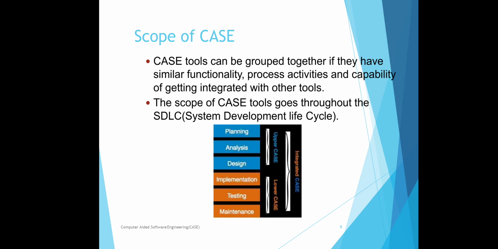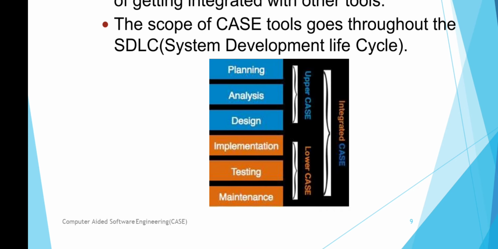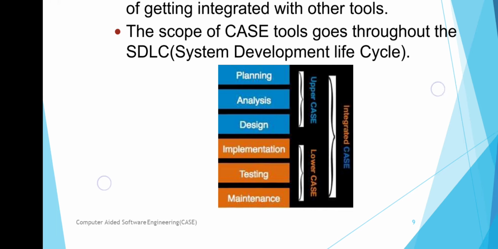Coming to the scope of CASE, CASE tools are grouped together by functionality similarities, process activities, and the capability of getting integrated with other tools. CASE tools go throughout the SDLC, the system development life cycle. Coming to the SDLC: planning, analyzing, designing, implementing, testing, maintaining. These are two cases, upper CASE and lower CASE, which are communicated with integrated CASE.